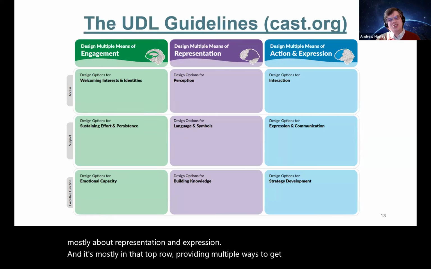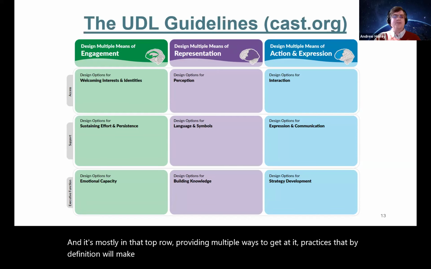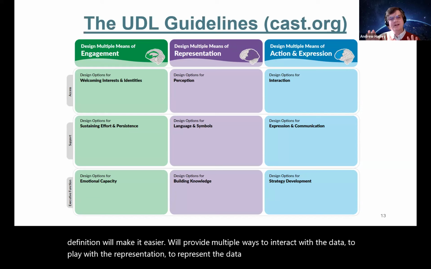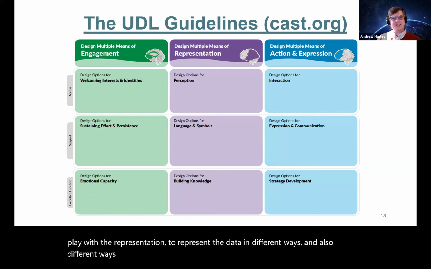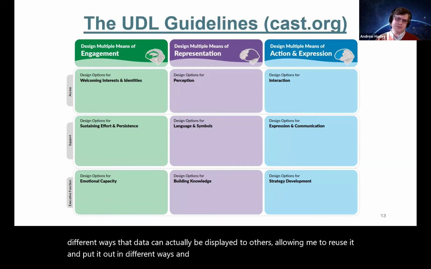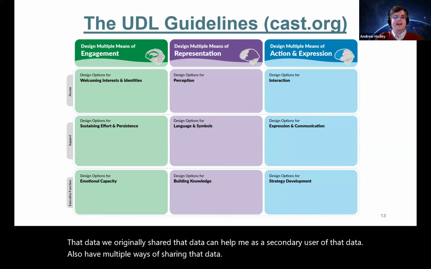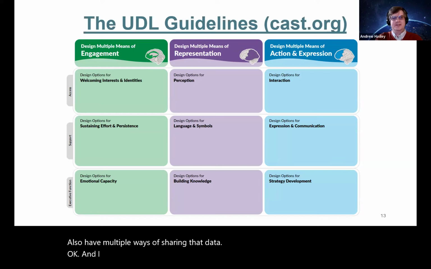Practices that by definition will make it easier, will provide multiple ways to interact with the data, to play with the representation, to represent the data in different ways, and also different ways that that data can actually be displayed to others, allowing me to reuse it and put it out in different ways, and things that the person who originally produced that data, who originally shared that data, can help me as a secondary user of that data also have multiple ways of sharing that data. Okay. And I will be happy to answer questions about this when we get to bringing it all together.